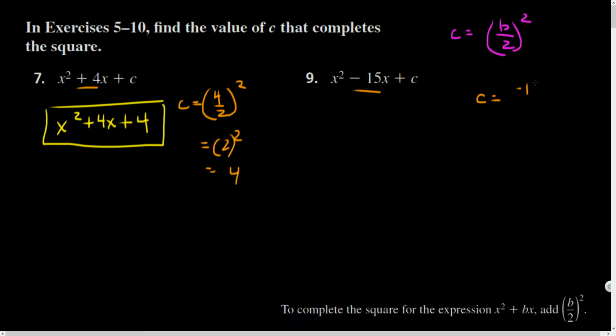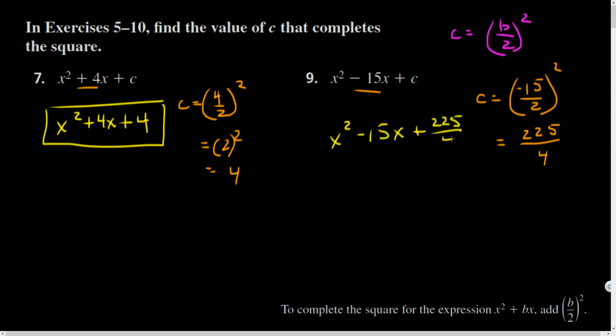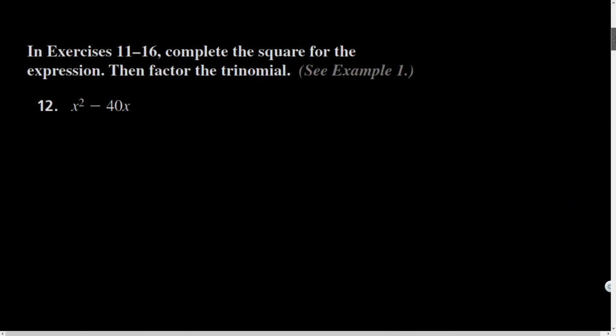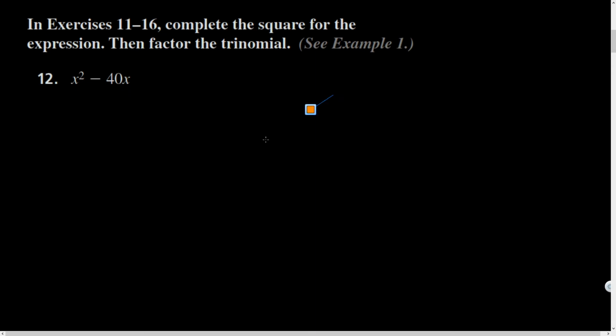So the new c term would have been negative 15 divided by 2, all squared. I can't simplify that. Negative 15 all squared, however, is positive 225, and 2 squared is 4. And so I got x squared minus 15x plus 225 fourths. And that's how you find your new c term: take the b, divide by 2, and square it, and we make a perfect square trinomial.